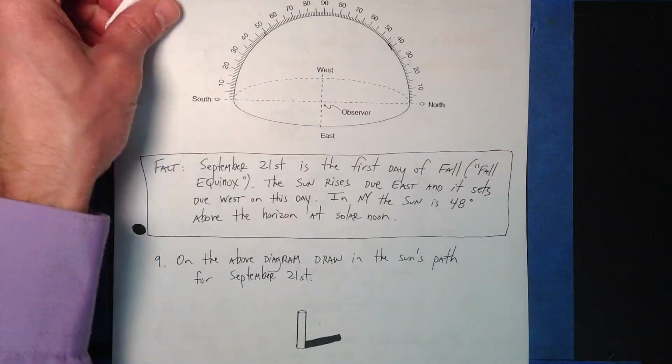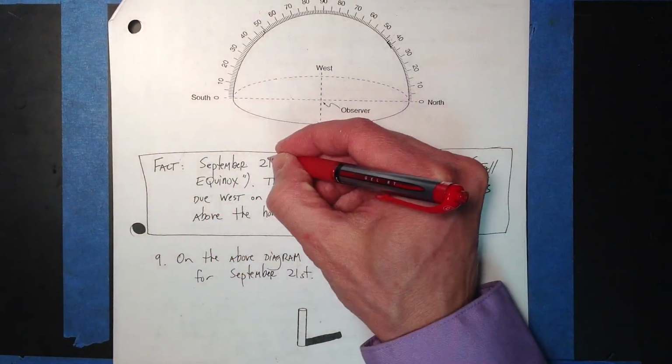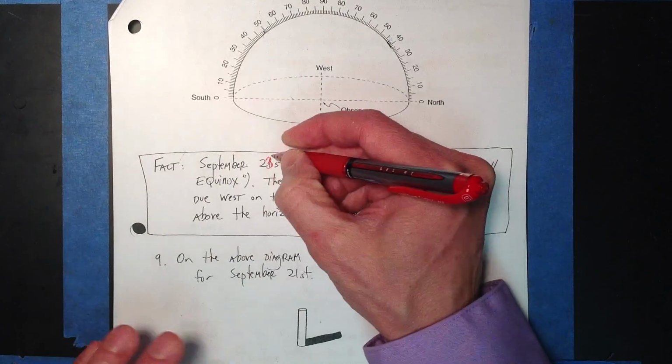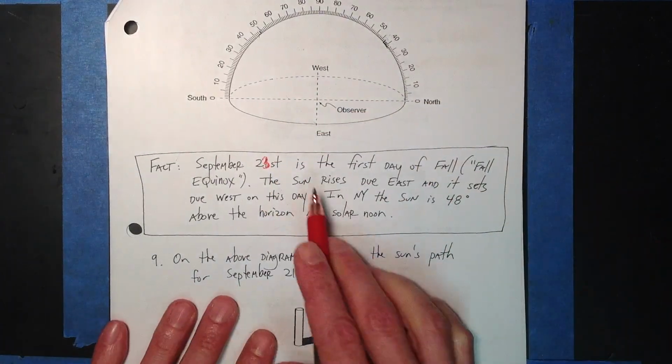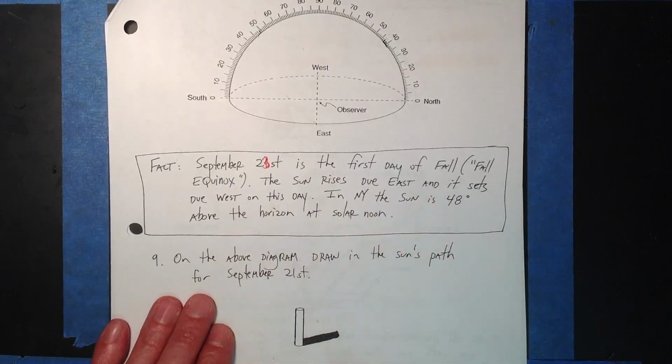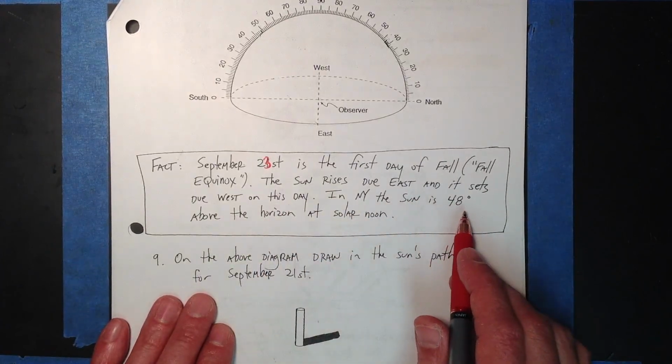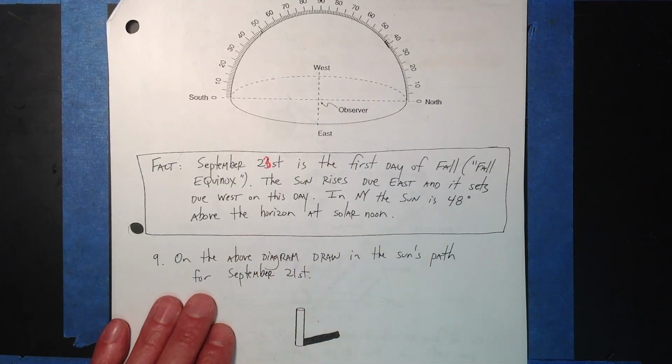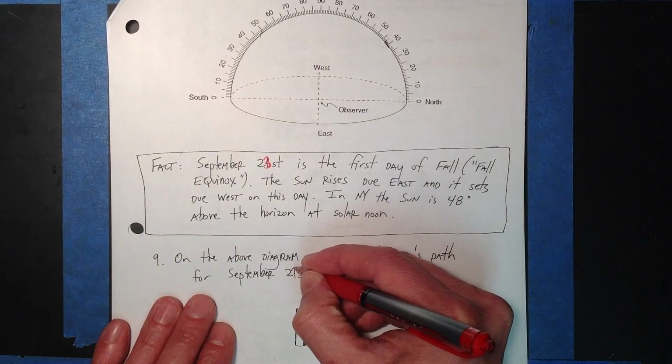Next up is this fact. September 21st, and it's really September 23rd. Somebody says 21st, but we'll use 23rd, sorry, is the first day of fall. It's called the fall equinox. The sun rises due east, and it sets due west on that day. In New York, the sun is 48 degrees above the horizon at solar noon. On the diagram above, draw on the sun's path for September 23rd.